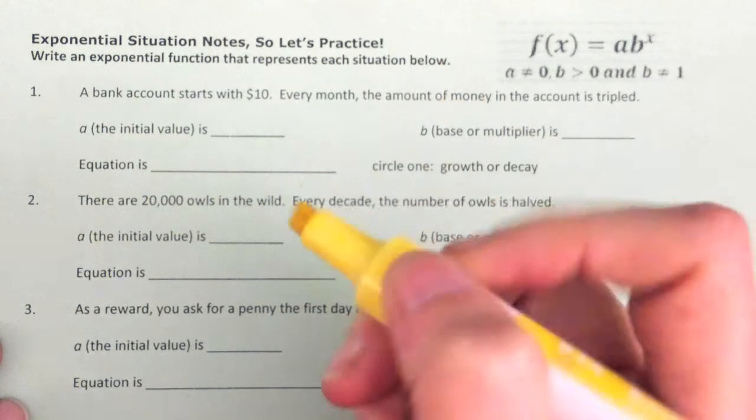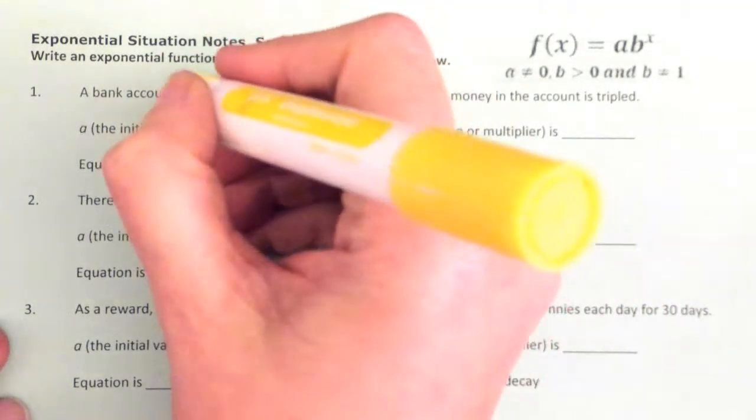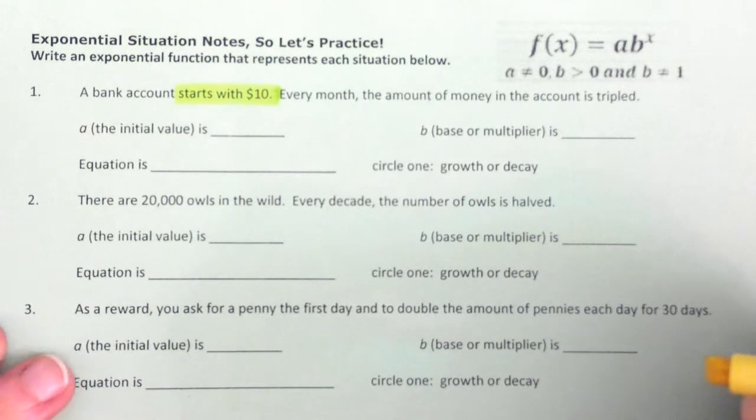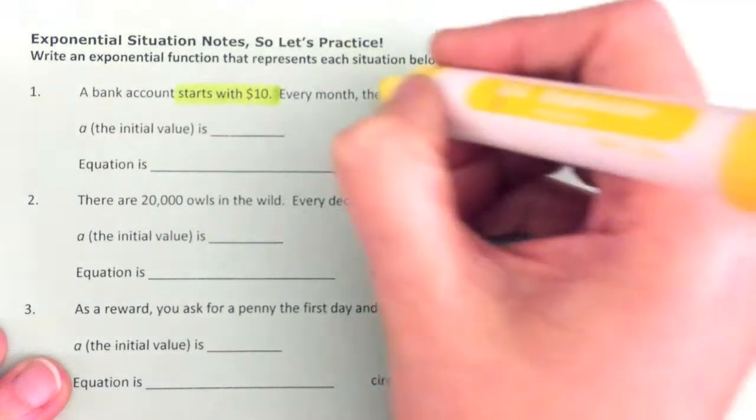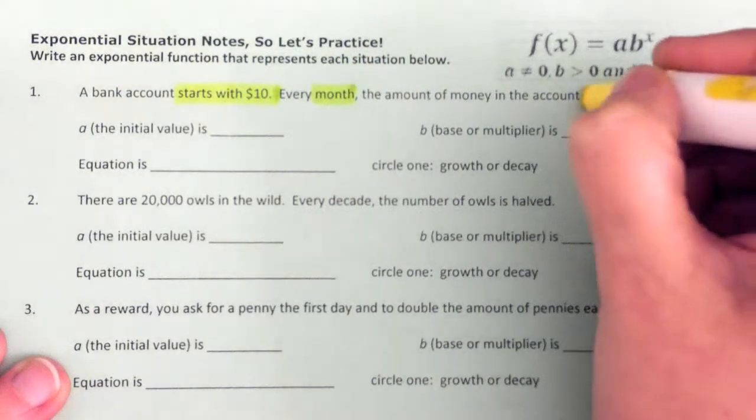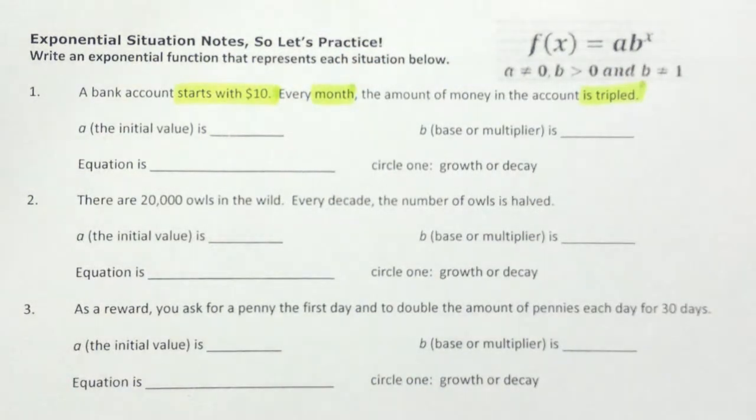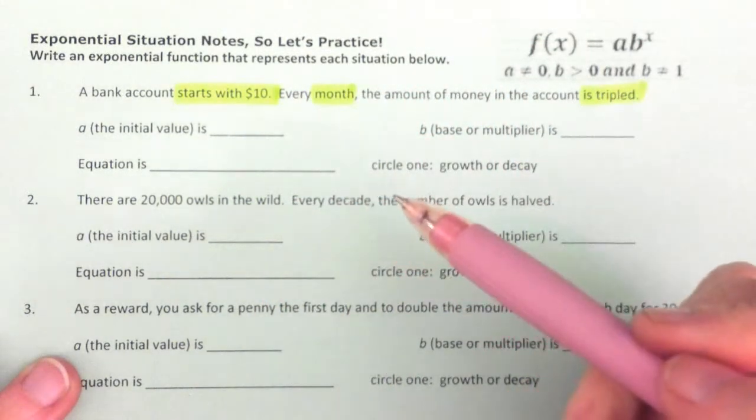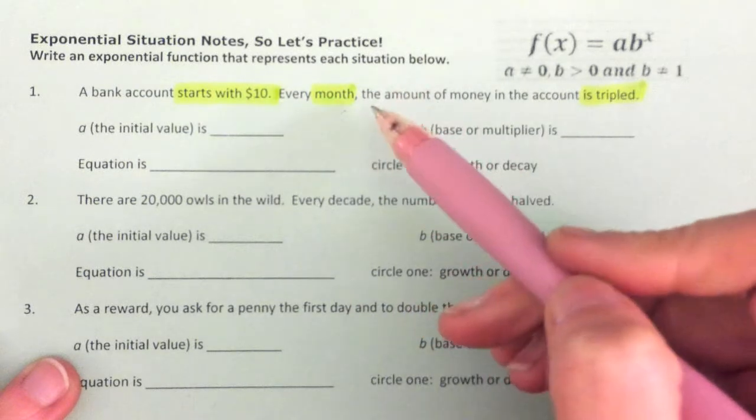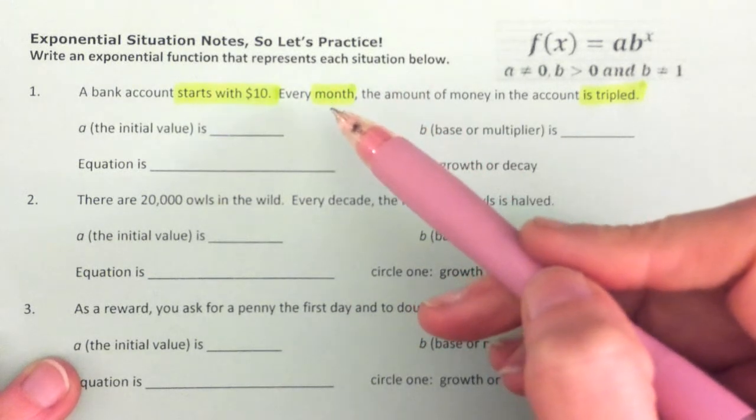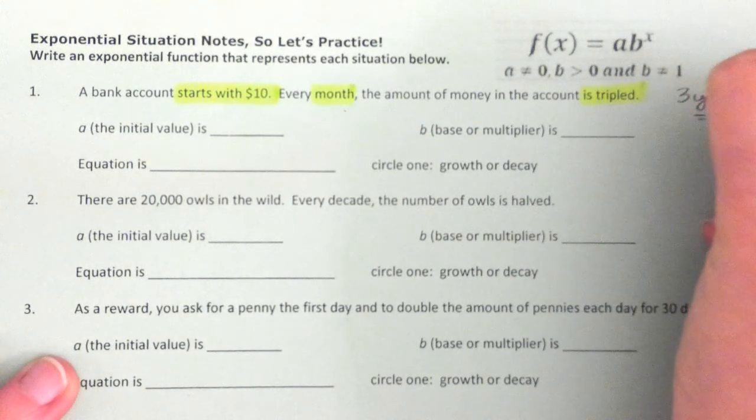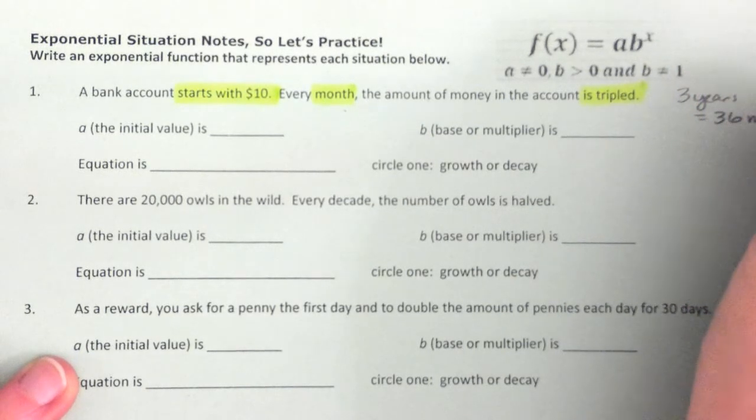I'm going to highlight the things that I think are important. It says a bank account starts with $10. Every month, the money is tripled. Right now, every month doesn't matter. But in a word problem, it might, because if they ask how much money she will have after 3 years, well, that equals 36 months.